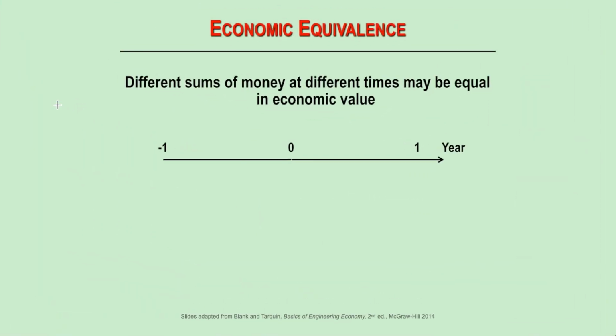So now that you know about interest, let's look at the concept of economic equivalence. Now, economic equivalence says that different sums of money at different times may be equal in economic value. So to demonstrate this point, I have drawn here a timeline over a 3-year period. So you have t equal to 0, which is present time, and t equals plus 1, which is 1 year in the future, and t equals minus 1, which is 1 year in the past.